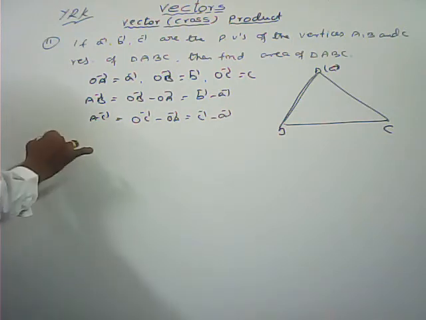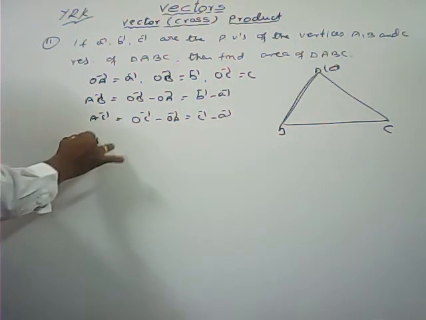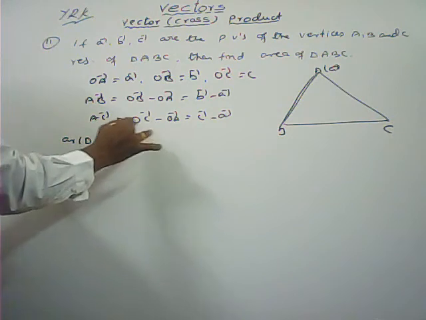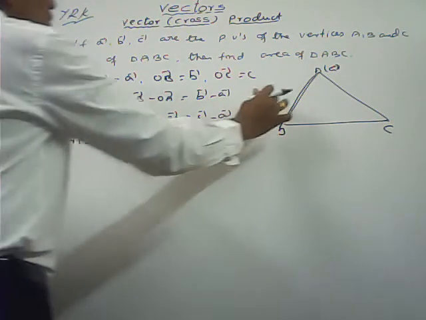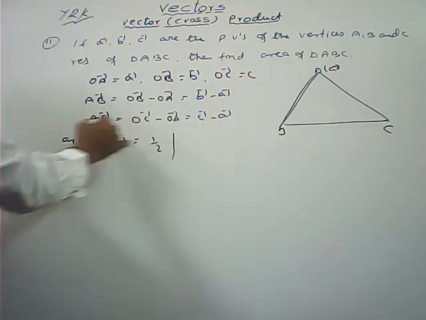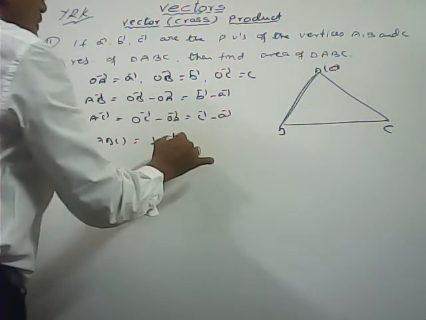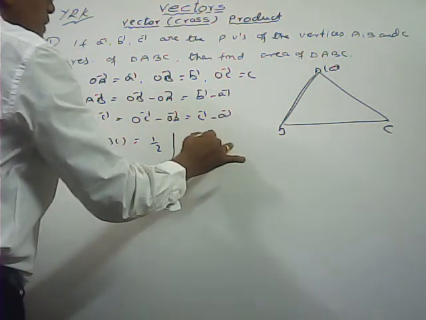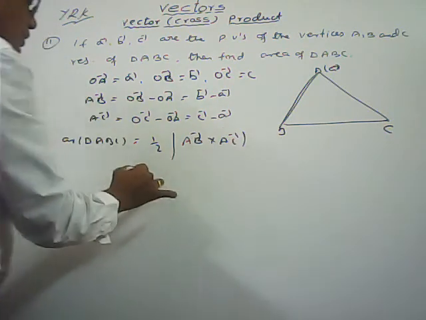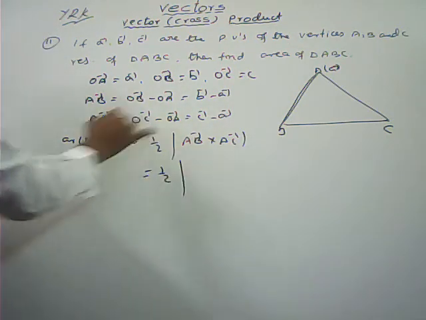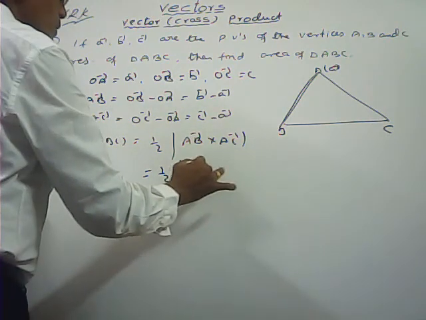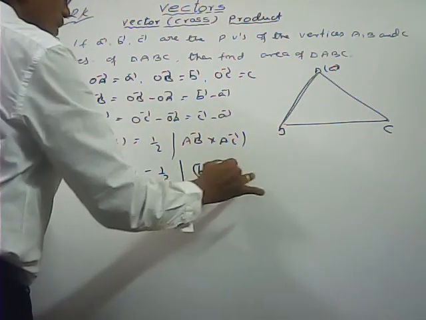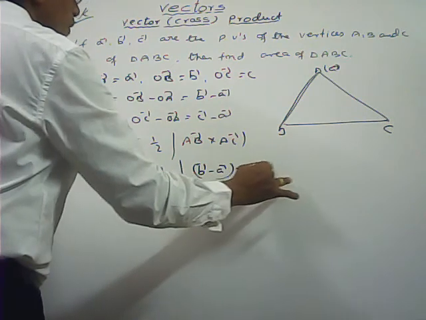Now what about the area of triangle ABC? Area of triangle ABC is half into modulus of the cross product of any two adjacent sides. Here AB and AC are the adjacent sides. AB bar cross AC bar, that is half into modulus of, what about AB bar? B bar minus A bar cross C bar minus A bar.